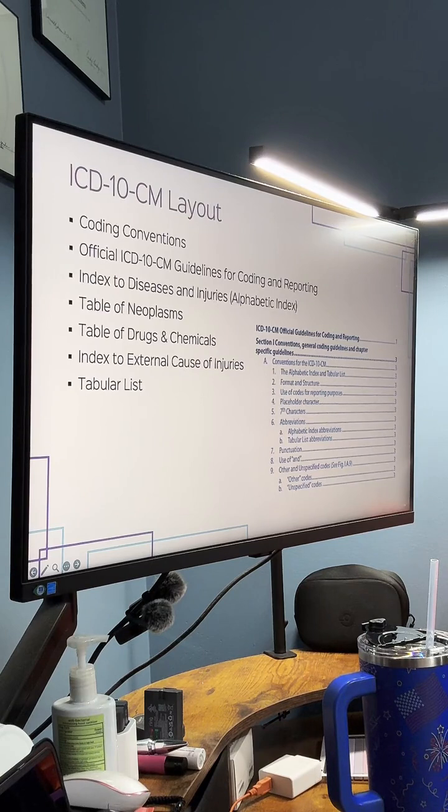You also have two tables to help guide us in the right direction, which will include the table of neoplasms and then the table of drugs and chemicals. These are followed by the Index to External Cause of Injuries. The tabular list follows the Index to External Cause of Injuries. The tabular list is going to be the section that contains the actual numerical ICD-10-CM codes, their descriptions, and any applicable notes.